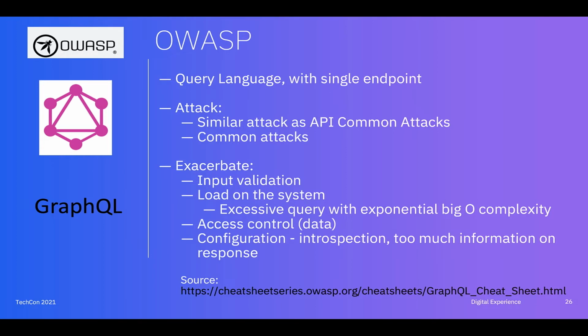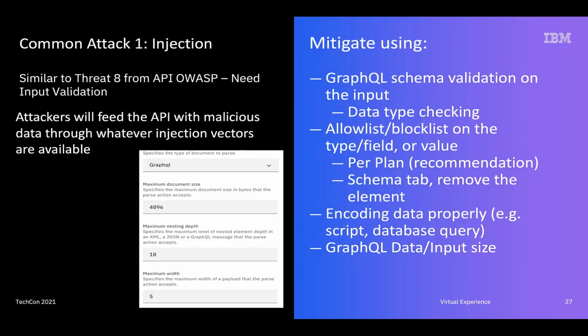it also lists the kinds of things you can do to mitigate these attacks: input validation, controlling load on the system, doing a good job of access control, and making sure that you limit the configuration options. All right, so those are the four remedies listed by OWASP, but they also list 5 common attacks. The first common attack is an injection attack. This is similar to threat 8 from the OWASP API list.